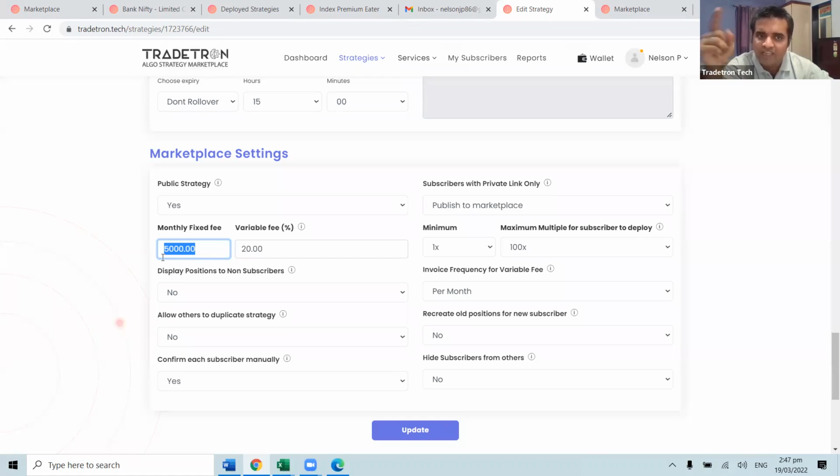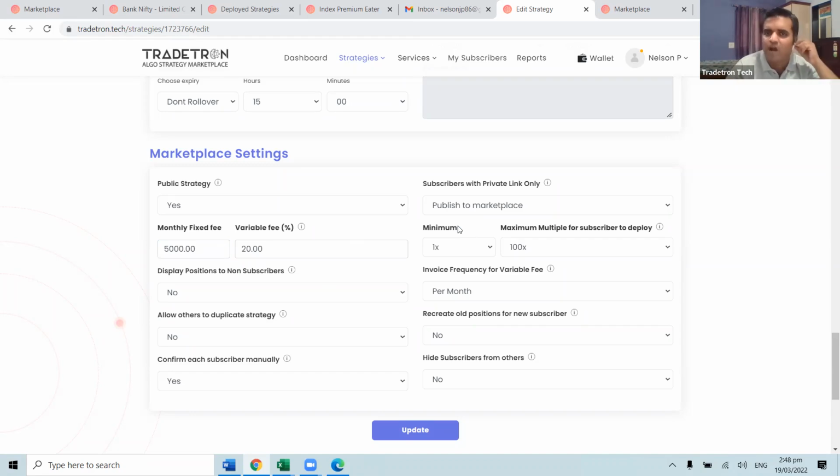That is okay, right? So that is basically the difference between monthly fixed fee and variable fee. And this keeps repeating every month. So this is basically the charge that you have to pay every month for using the strategy. So that is monthly fixed fee and variable fee.